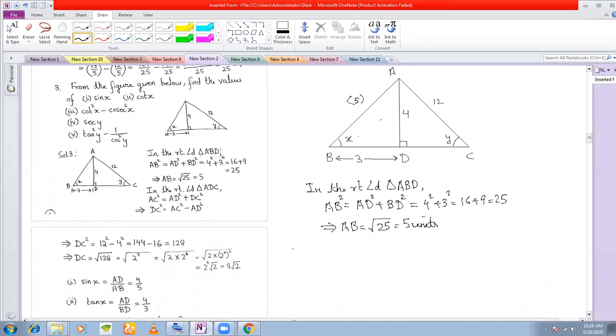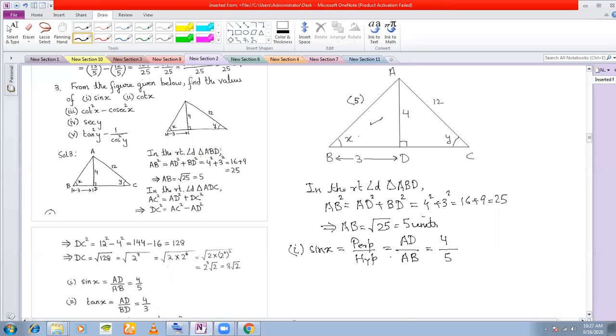Okay, now we proceed to calculate the first ratio, sin x. Sin x is, let me write, perpendicular by hypotenuse. In this right angle triangle, perpendicular is AD and hypotenuse is AB. So AD is 4 and this is 5. So sin x we have got 4 by 5.